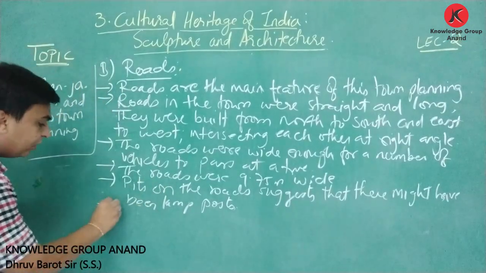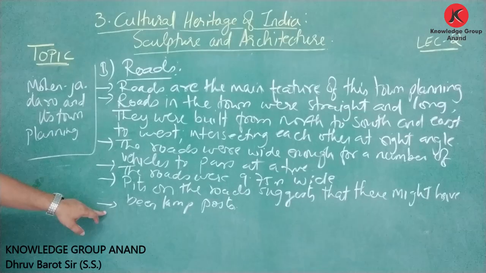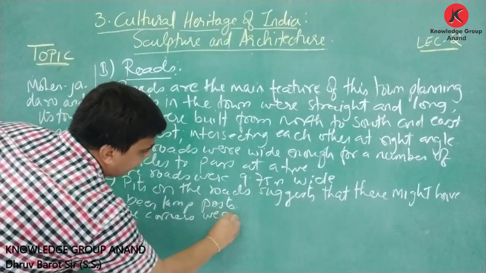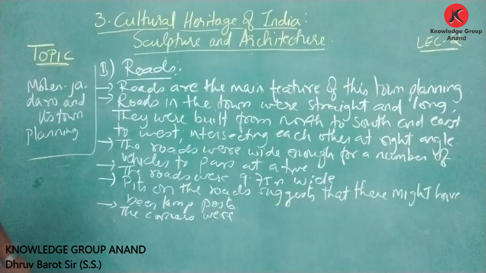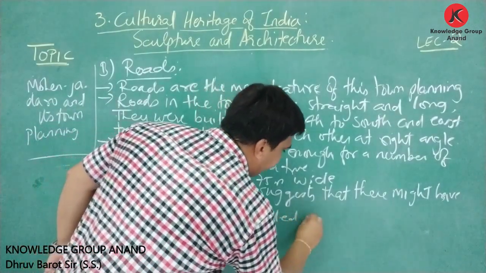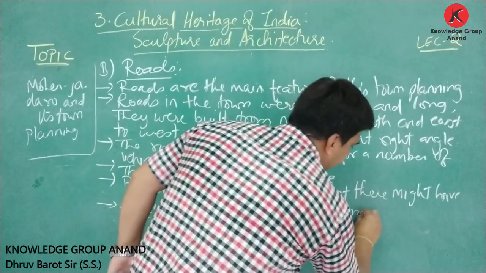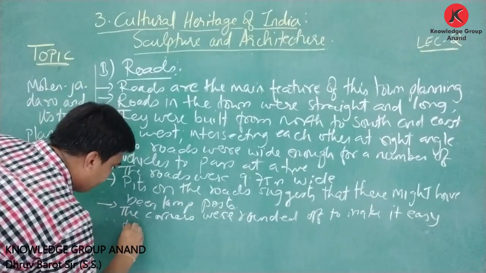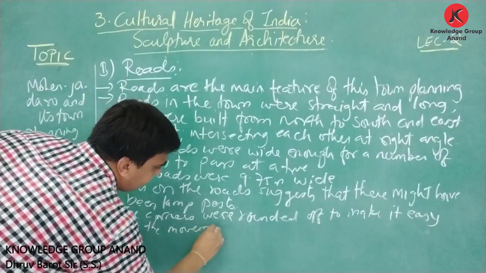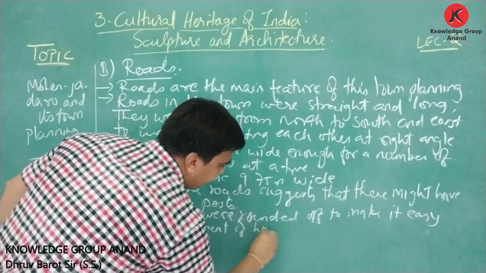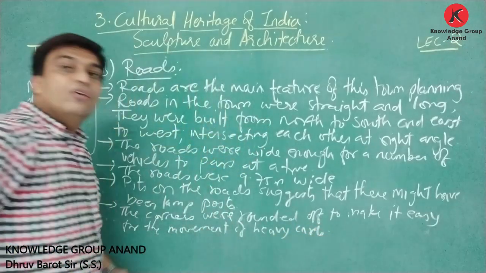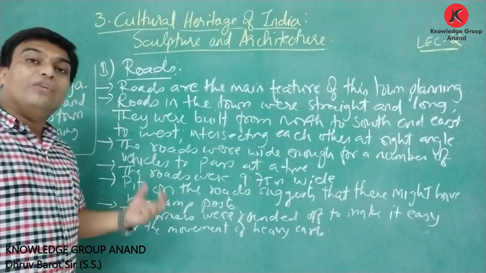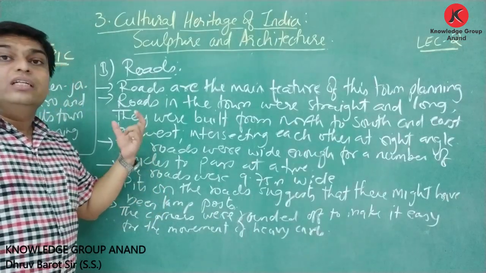So these pits were on the road. They were assumed to be for lamp posts. The corners were rounded off to make it easy for the movement of heavy cars. Even the roads were rounded so that the heavy cars can move along nicely. So friends, here was the information about the roads of Mohenjo-daro.